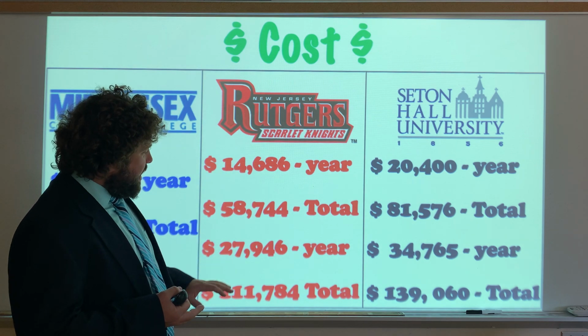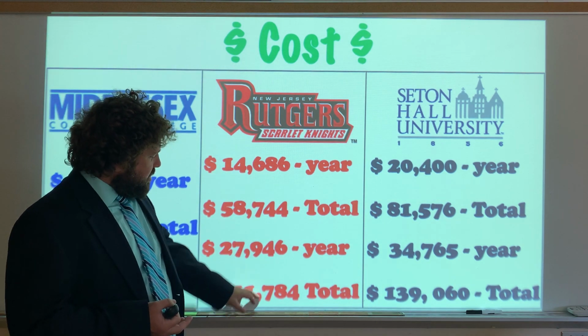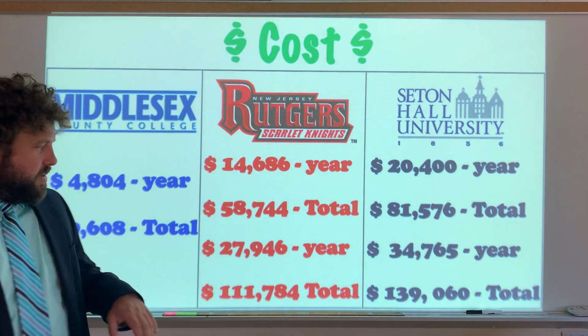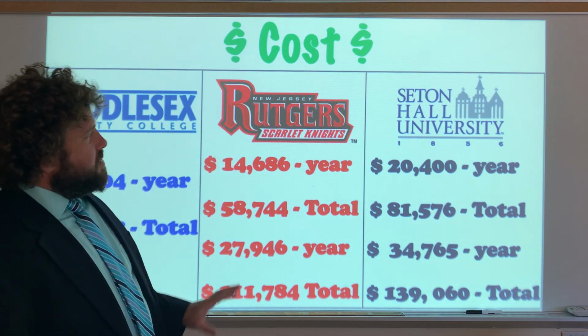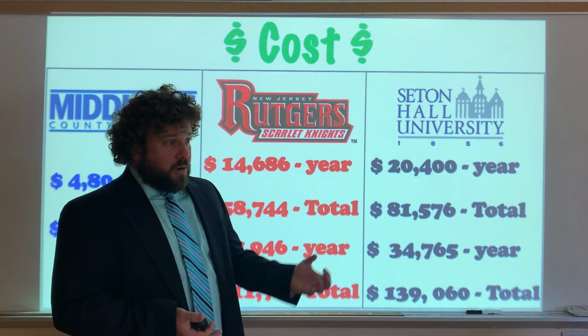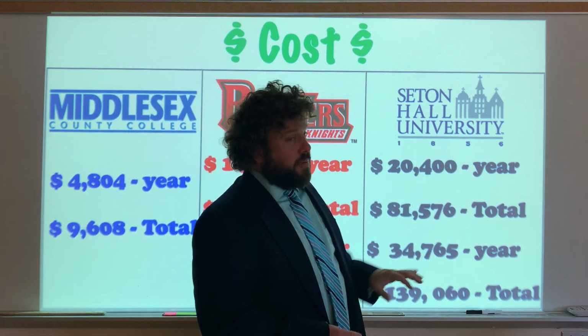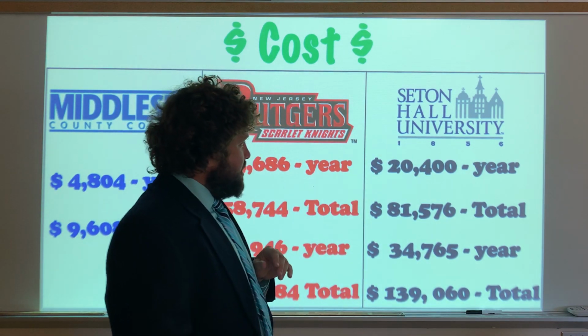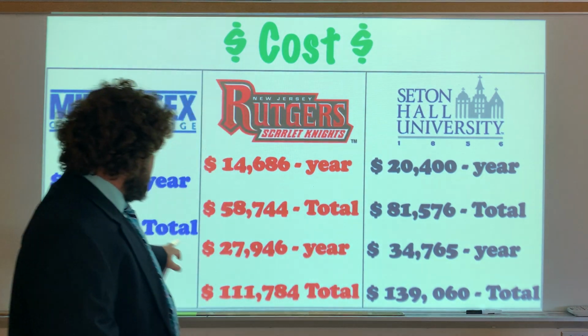If you want to stay on campus, that's an extra $13,000. Now you're up to almost $30,000 a year, $120,000 before you even graduate. So you're spending over $100,000 more to go to a state college for longer, and you're going to make less money when you come out. Seton Hall, private university, $20,000 a year. So look at this, 1 semester here is more than your whole degree in Middlesex.